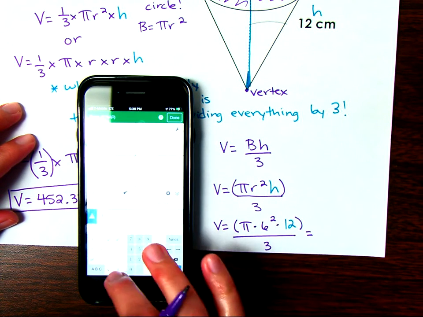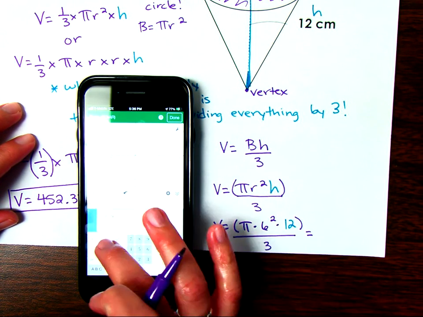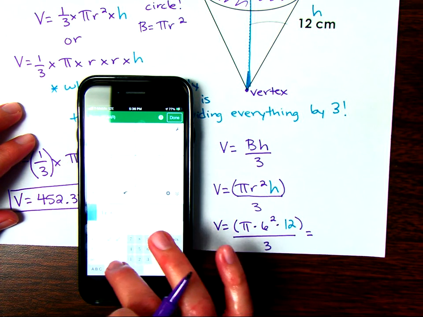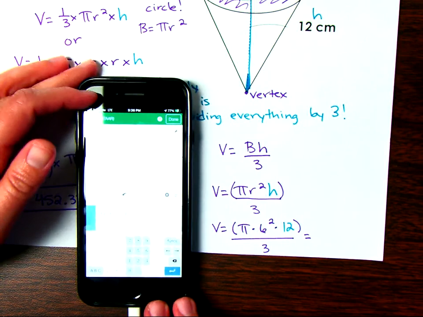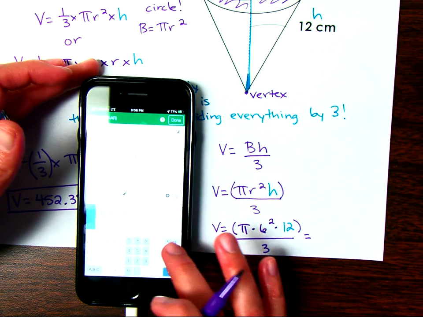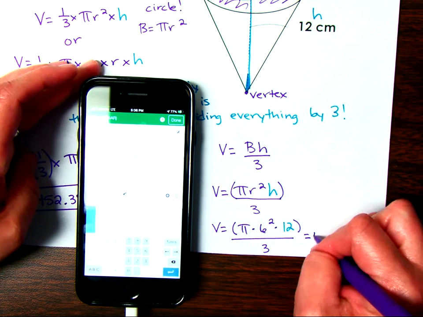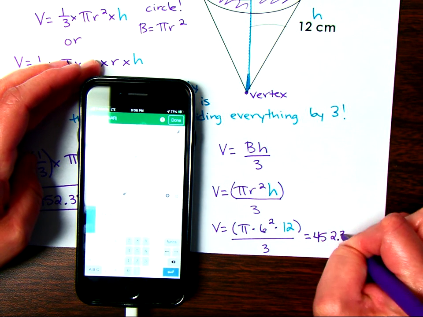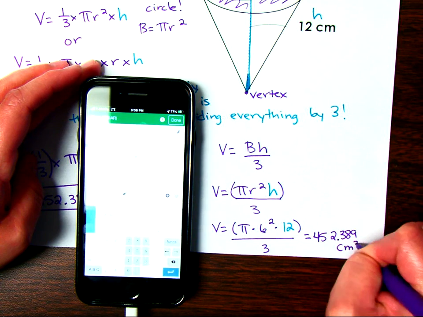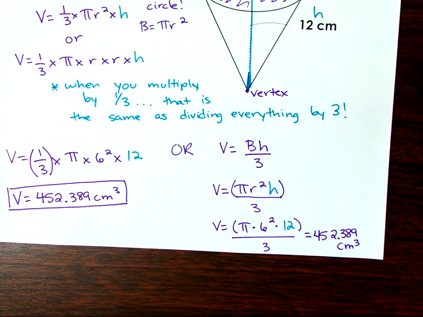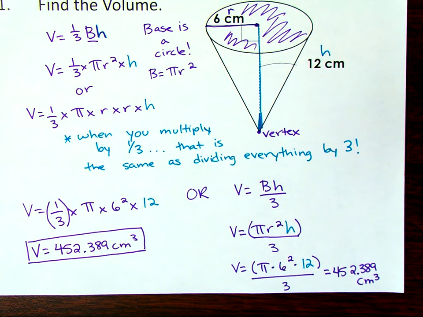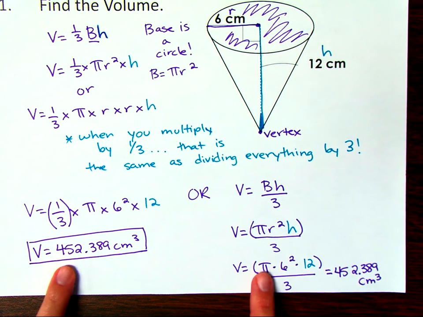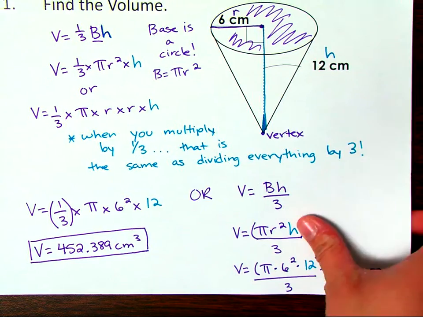So open parentheses, pi times 6 squared, or 6 times 6, times 12, then close your parentheses. If you stop there, you're going to get 1,357, but we have to divide by 3. And sure enough, you're going to get 452.389, just like what we got over here. Okay, so I know that one was a lot of steps, so if you need to pause the video or rewind it to see what I did again step by step, I wanted to show you both ways of what you can do, so that way you know how to solve it.